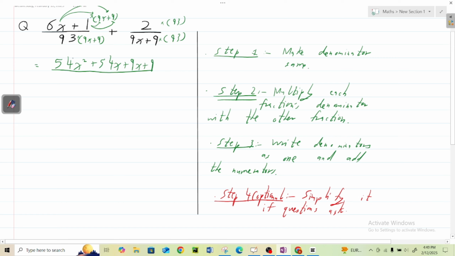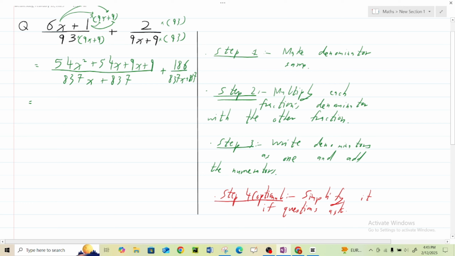93 times 9x, let's pull out my calculator. 93 times 9 is 837. So 837x plus 837 when you multiply by 9, plus 2 times 93, which gives me 186, divided by 93 times 9, we just did that, 837x plus 837. Let's take it a bit further.